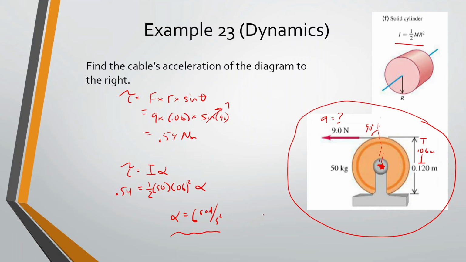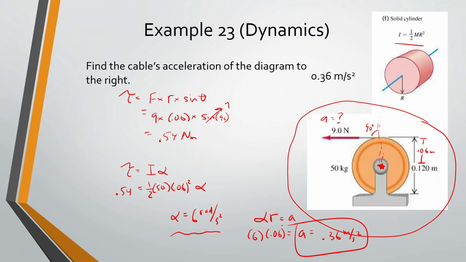So what we should know is alpha times r is equal to acceleration. So if we have 6, radius is 0.06, this will give us acceleration, which is equal to 6 times 0.06, 0.36 meters per second squared. Okay, and that's how we do that one.